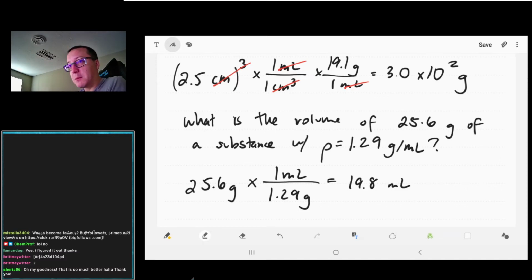So, dimensional analysis, aka unit conversions, is the answer to all your problems. Whether it's stoichiometry or density or whatever, it's all about unit conversion. That's the big thing there.